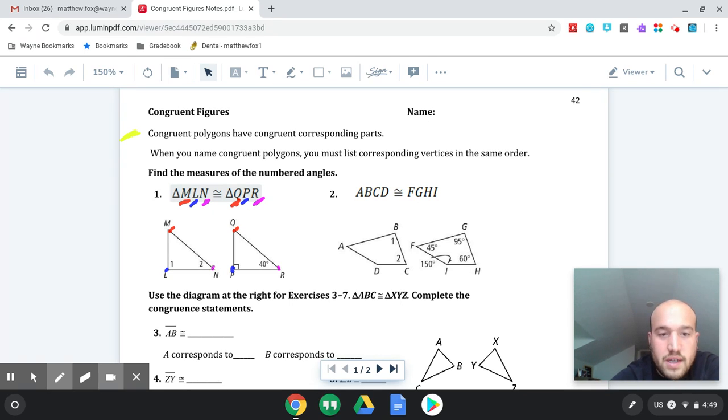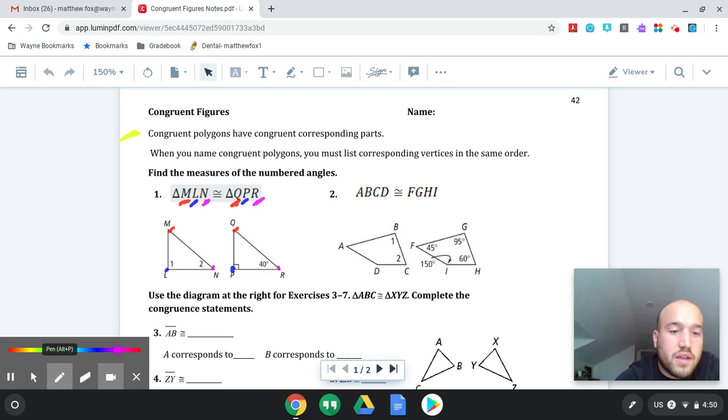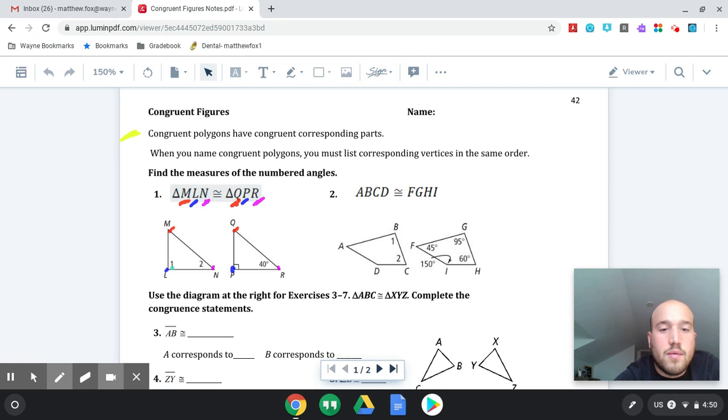Now, if we look here, and we're trying to figure out what is 1 going to be. 1 is in angle L. L was the second one. It matched up with P. P over here had a right angle. It's 90 degrees. So I know that angle 1 is going to have to equal 90 degrees. And likewise now, angle 2, we can find. Angle 2 is over here at N. N was the third term, so it matched up with the R, which was also the third term, and that's 40 degrees. Okay, and that's all we have to do.